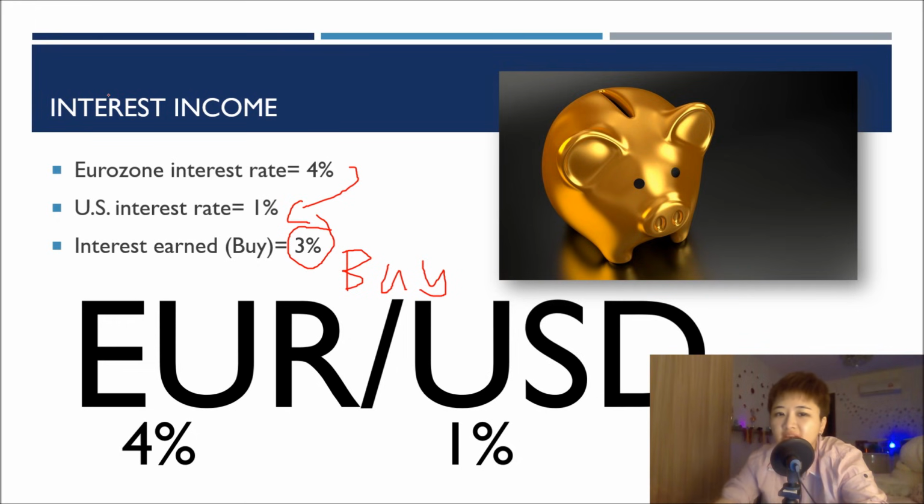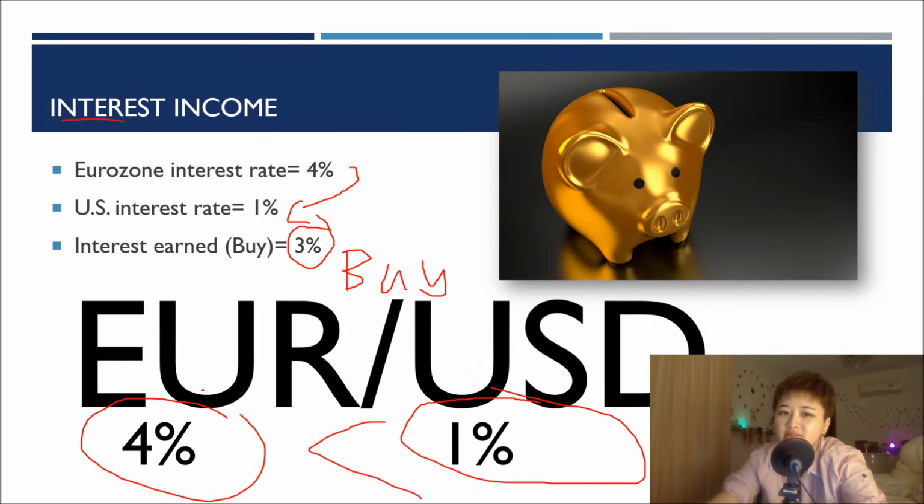But if you sell euro dollar, you will be charged instead of getting paid. So if you sell and you want to make money from interest income, from swap, then you need to make sure that the right side currency has a higher interest rate than the left side currency so that you make money. Understand what I'm saying?